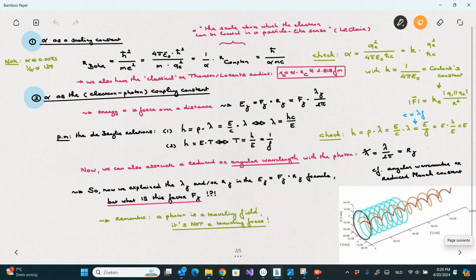I've heard about a Compton wavelength, but actually the electron does have what Professor Dr. Leclerc calls the scale above which the electron can be located in a particle-like sense. So if we beam light on it, there is a scattering radius, and that's the Compton radius. I will talk about a radius and a wavelength separately.